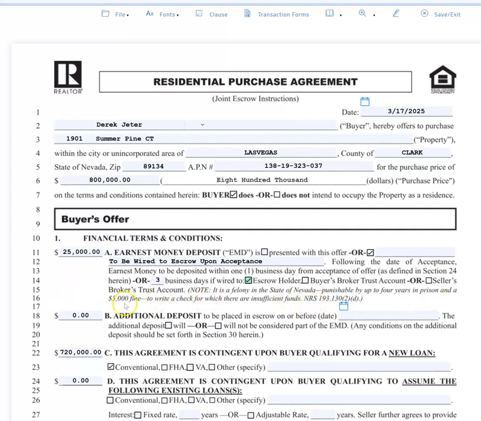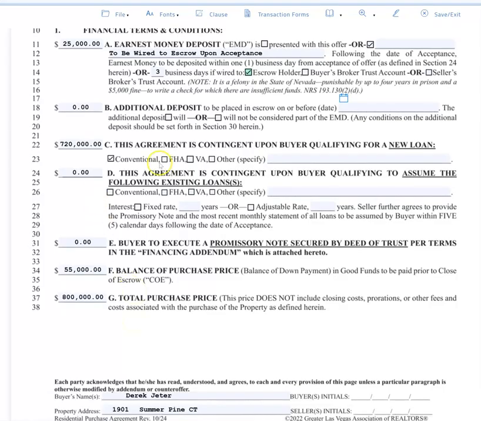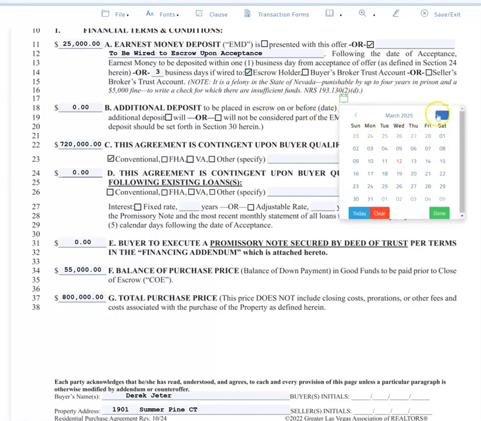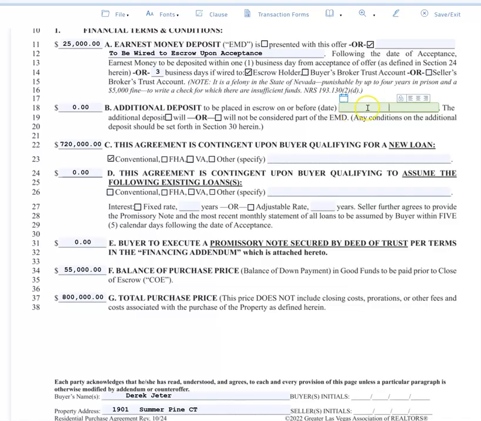No, it gets wired to the title company, quote unquote, the escrow holder, okay? Line 18, additional deposit. Here it's 0. Additional deposit to be placed in escrow on or before a certain date. In my 16 years, I've never put an additional deposit in here. I'm not saying it doesn't happen, okay?